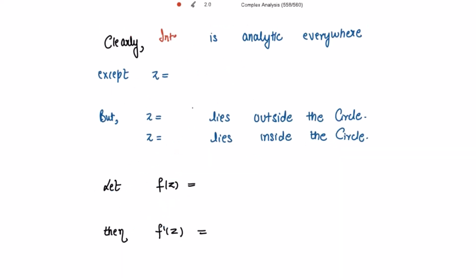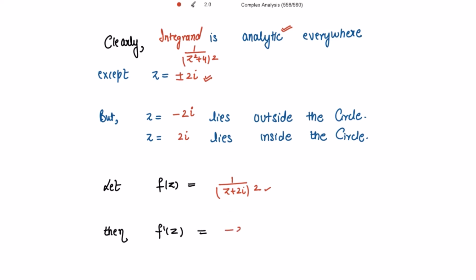So clearly the integrand 1 divided by (z square plus 4) whole square is analytic everywhere except z equal to plus minus 2 iota. Analytic means it is differentiable everywhere except at these 2 points. But z equal to minus 2 iota lies outside the circle and z equal to 2 iota lies inside the circle. And we have taken our f(z) to be 1 divided by (z plus 2 iota) whole square, right? And because of the square over here, we also need the first derivative of f(z) for applying the Cauchy's integral formula, right? Okay, let's take the derivative for this.